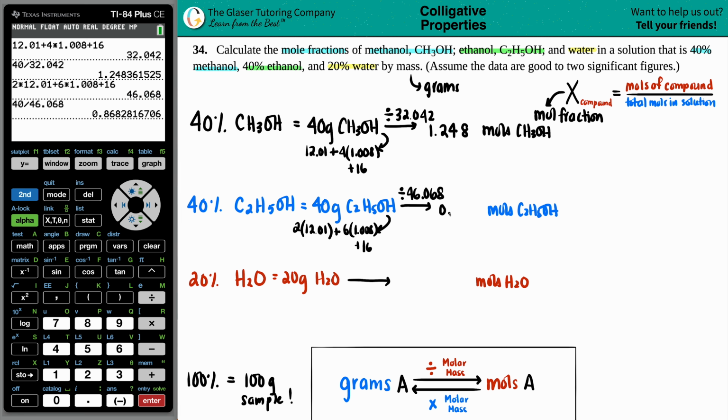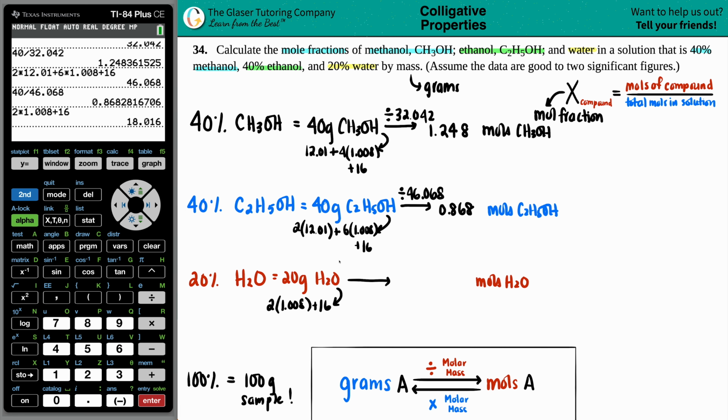And I get 0.868 moles of the ethanol. One last one, we just got to find the molar mass of H2O. So 2 times 1.008 plus 16. I'm going to take my 20 grams and divide it by 18.016. So 20 divided by that number, and we get 1.110.